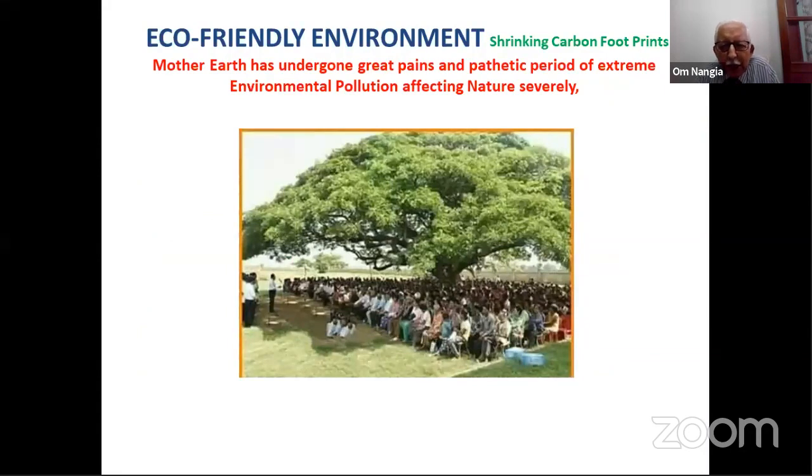See this, how beautiful this seminar hall or conference hall looks, a natural conference hall. You would not have seen this kind of session, seminar or symposium going on under a very shady tree. This is what is required, instead of sitting in a large conference hall with ACs and all that, this kind of eco-friendly environment with shrinking carbon footprints. Because we have troubled Mother Earth in a very big way. We have given a lot of pain by affecting the nature, by destroying the nature, and with environmental pollution. So this is the kind of picture that shows what we should have in our country, everywhere, an eco-friendly environment.